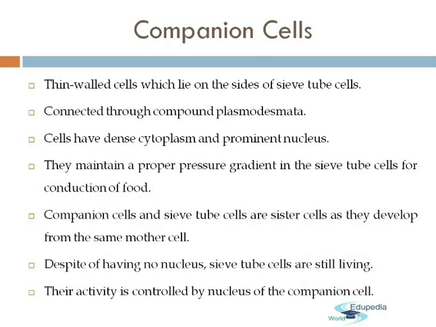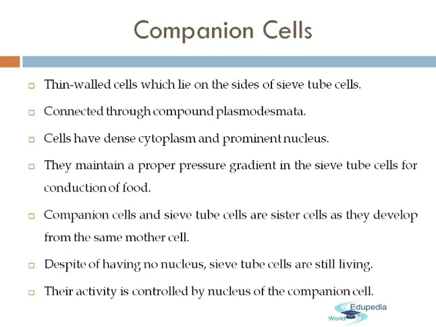Next comes a very important type of tissue which is known as a companion cell. Now students, what is a companion? Companion can be a friend. So why are these types of cells known as companion cells? Let us discuss. Basically, when we see the structure, they are thin-walled cells which lie on the side of the sieve tubes, and they are connected through compound plasmodesmata. Now these plasmodesmata are the connections between the cells through the cell wall. The cells have dense cytoplasm and a prominent nucleus.